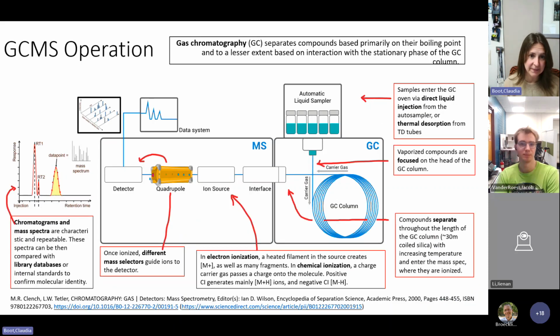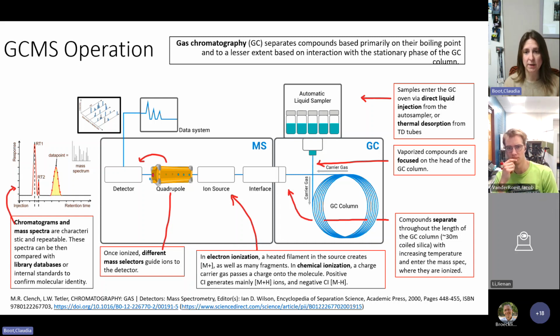So that was MALDI. And now we're going to move into GCMS. Basically, like I already mentioned, you're separating compounds based on their boiling point and their interaction with the stationary phase, the GC column. You do direct liquid injection from the autosampler, or we also have thermal desorption available. That's where you can concentrate gases onto a tube for things that are really low abundance in the atmosphere, and then analyze them all at once using the GCMS.